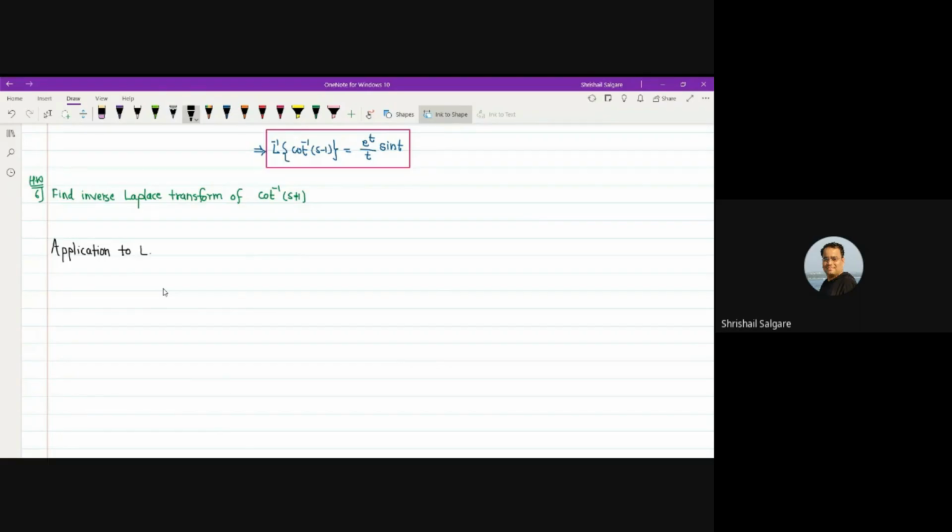Application to linear differential equation with constant coefficient. You have studied the method in the first unit, how to solve a linear differential equation with constant coefficient. The same equations you have to solve by using Laplace and inverse Laplace transform. Okay, I think all of you are with me now.